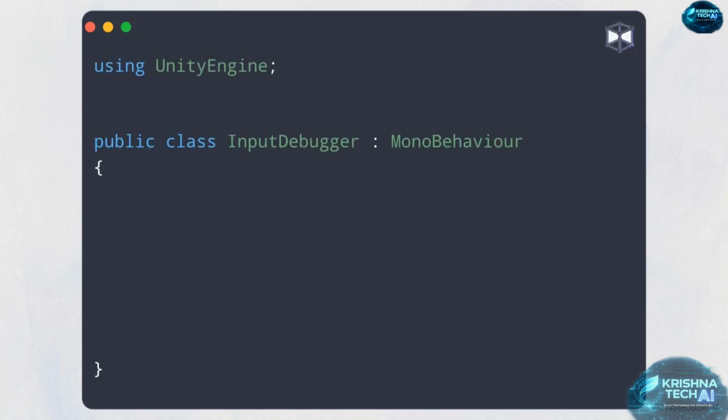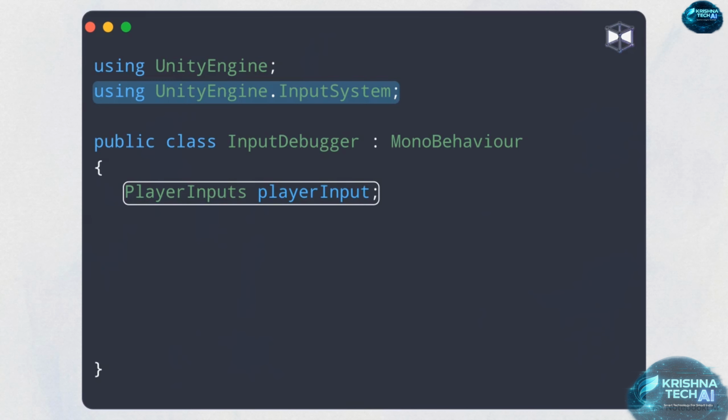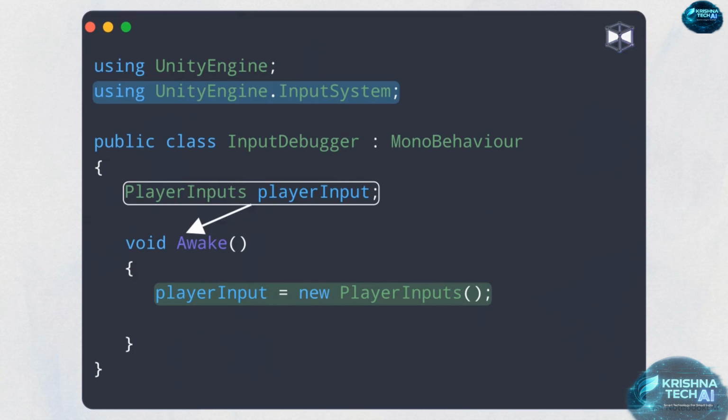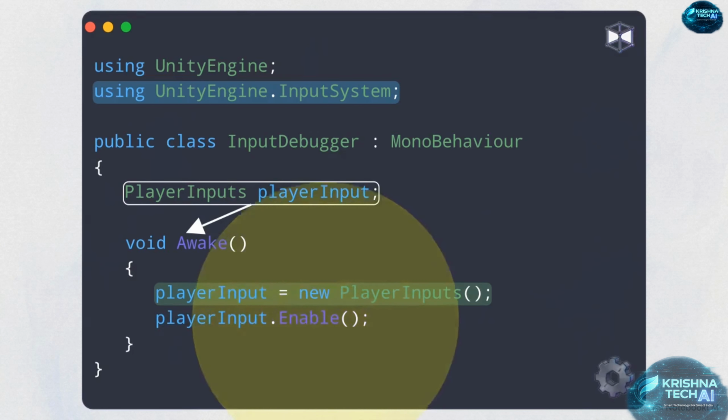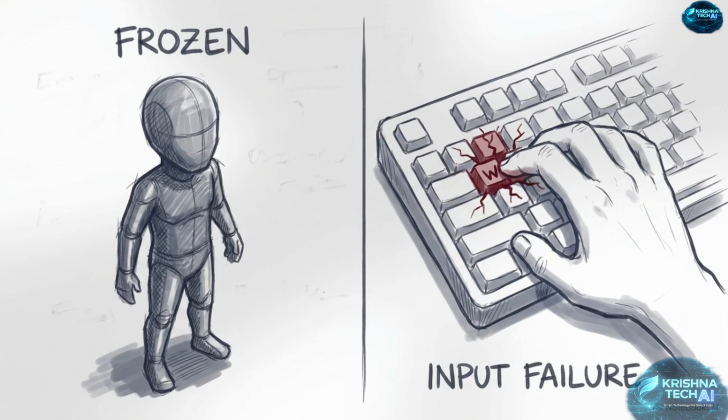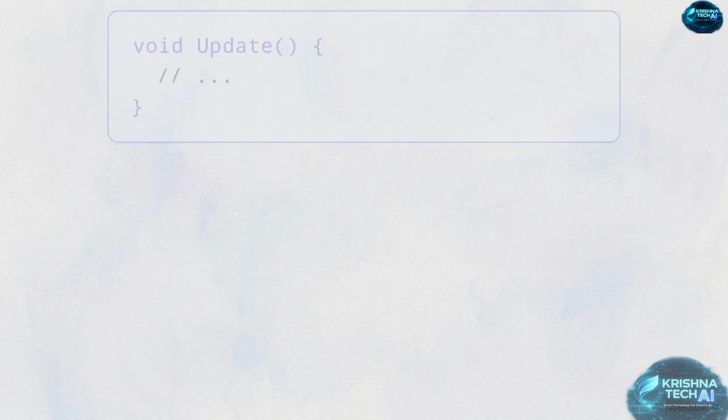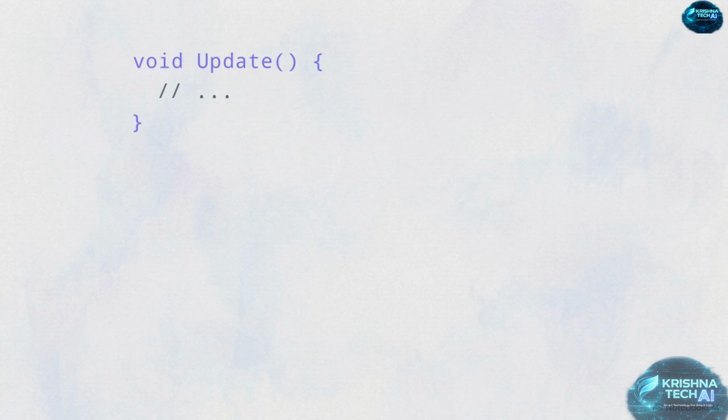This diagram shows the logic we are building. At the very top, we add the using UnityEngine.InputSystem namespace. Then we declare a variable to hold our player inputs data. Inside the Awake function, we initialize the variable and use the Enable command to start listening for player button presses. Remember, if you do not explicitly initialize and enable the input map in the Awake function, your controls will not respond during gameplay. To read movement, we go into the Update loop.